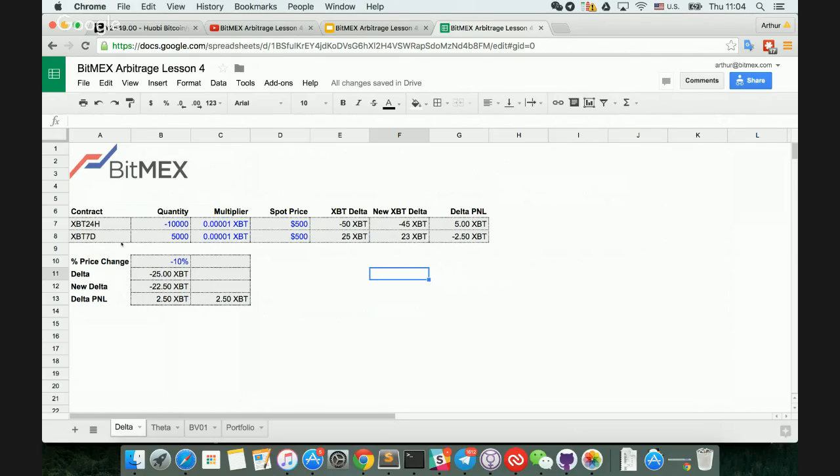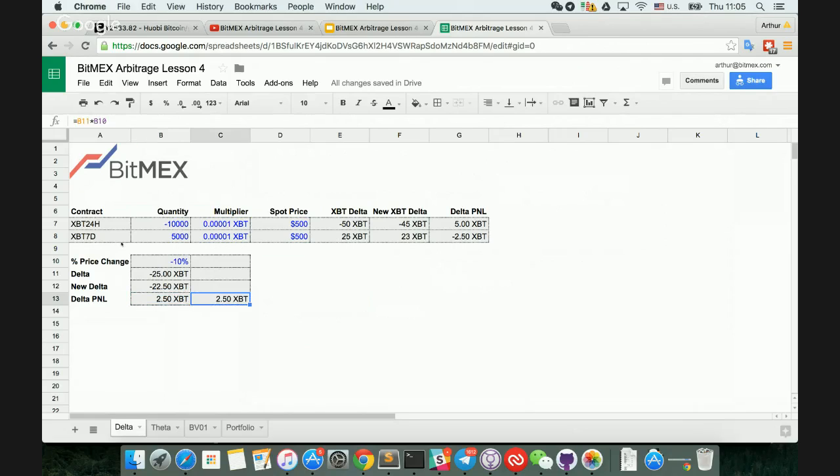I want to illustrate here the properties of Delta. Let's assume that we change the price by 10% down. As you can see, our new Bitcoin Delta is 45 Bitcoin short, and then 23 Bitcoin. What we're most interested in is the profit and loss attributed to the change in price. So basically subtracting new Delta from old Delta, we get our Delta P&L. And here you see the aggregate number down here, 2.5 Bitcoin.